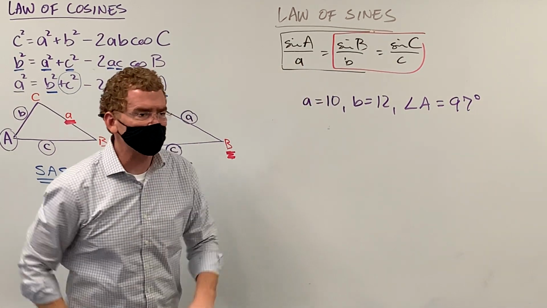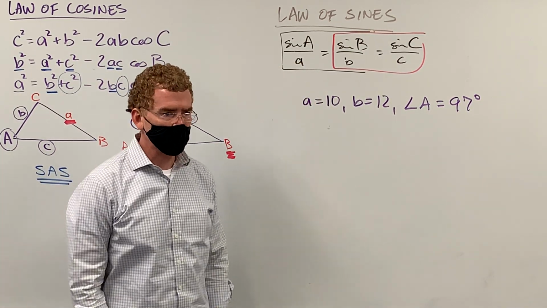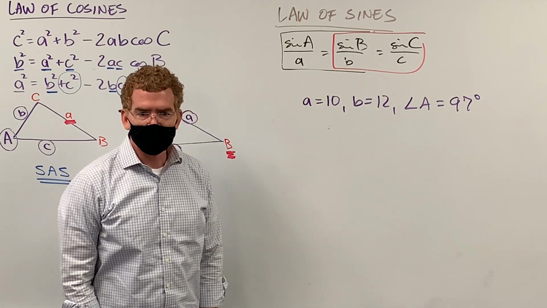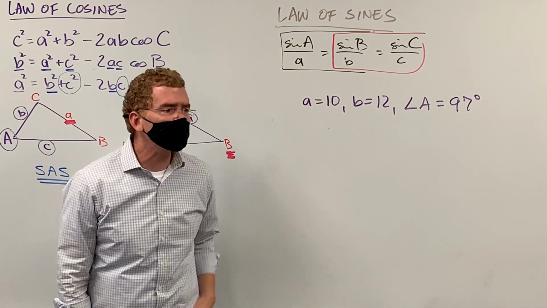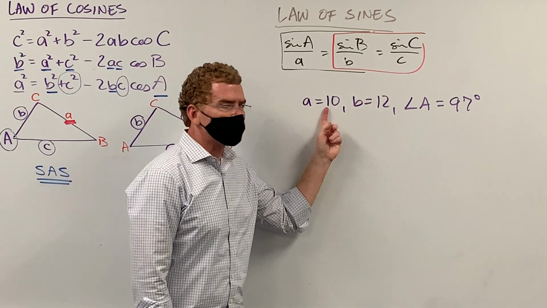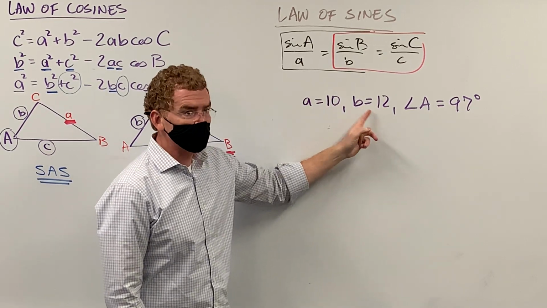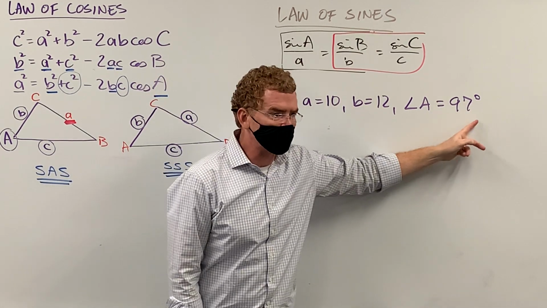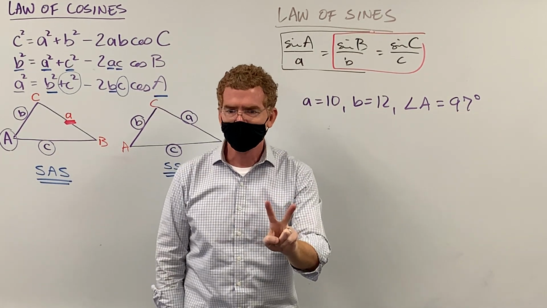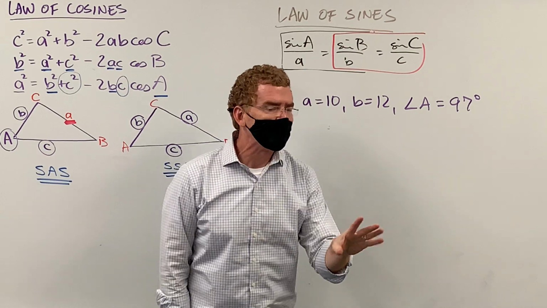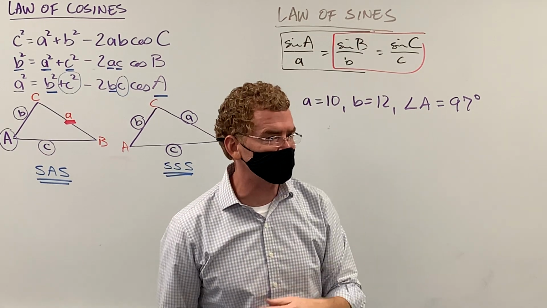What would you say about this? Impossible. This is impossible. How do you know that? Because B has to be bigger than that. And if side B is bigger, then angle B would have to be bigger than 97, which would give you 2 obtuse angles. Right? That can't happen. Now, most of the time your calculator says error.